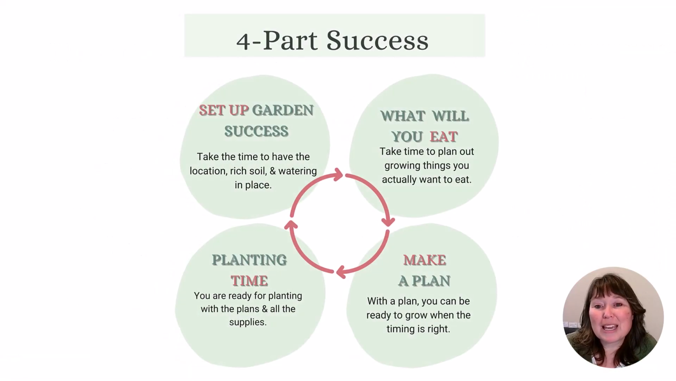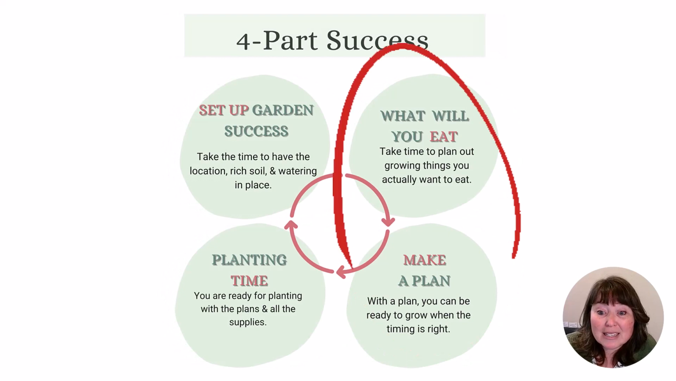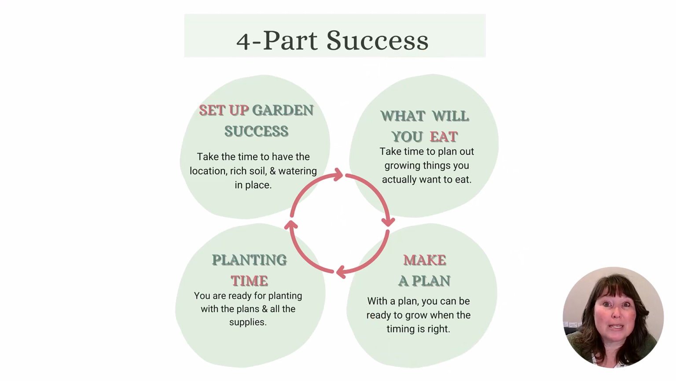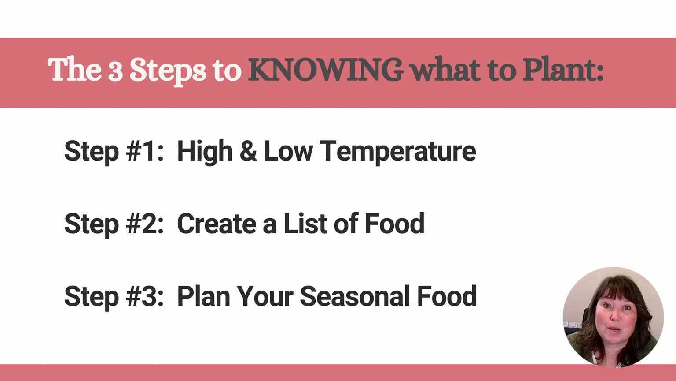Today we're going to be talking about the second part of this 4-part success process. We're going to be talking about what you'll eat and making a plan for that according to temperature. So, the 3 steps to knowing what to plant. The first step we're going to go over is your high and low temperature. The second step is how to create a list of food that you'll love to eat for each of those seasons. And then step number 3 is planning your seasonal food.